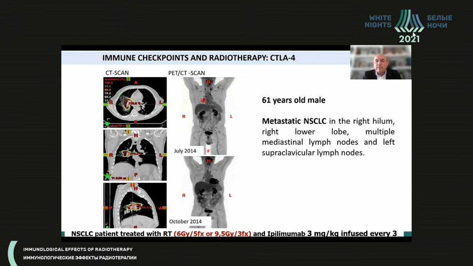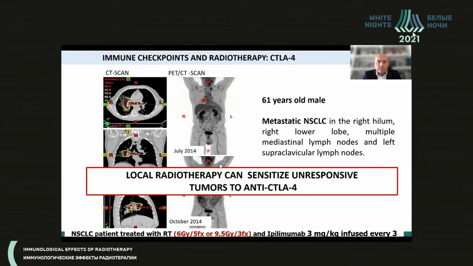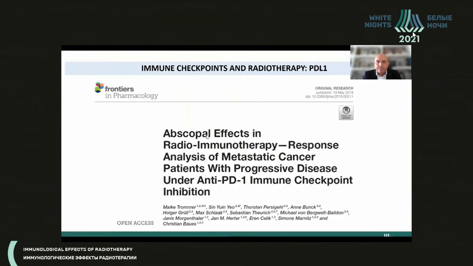A phase 2 study evaluating this regimen in non-small cell lung cancer has confirmed the activity of the combination in a disease that was not responsive to anti-CTLA-4 alone. There are also examples of enhancing the abscopal effect with the combination of anti-PD-L1 and radiotherapy, as described in this recent publication by Dr. Tromer.